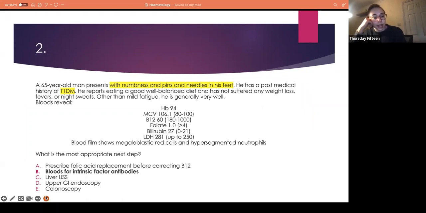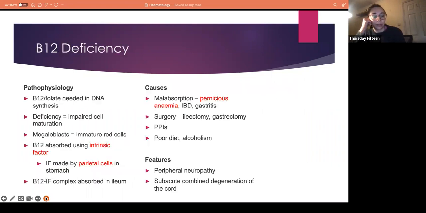So liver ultrasound for C, that wouldn't be correct. People might go down that track because of the raised bilirubin, but that can happen because of increased cell turnover, and hemolysis can release heme, which is then broken down to bilirubin. So that pushes up your bilirubin, but it's nothing to do with your liver. An upper GI endoscopy, you might consider if the intrinsic factor antibodies came back as positive, because you might want to be looking for any gastritis in the stomach, but we don't know that right now, and it's quite an invasive thing to do without knowing that he's got pernicious anemia. And then the last one is colonoscopy, and there isn't really an indication for that in the question.